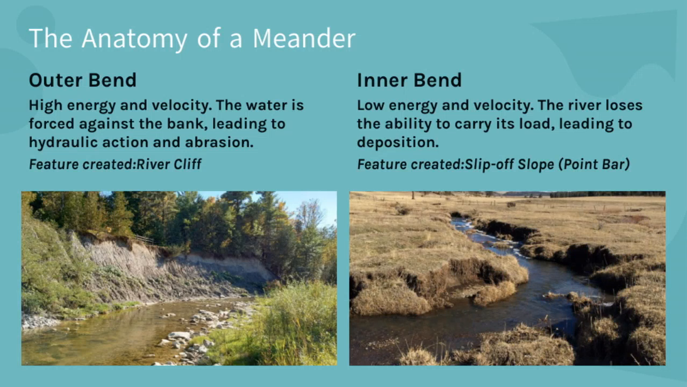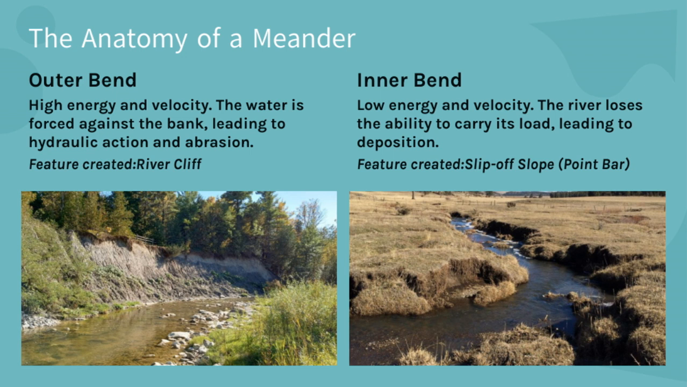A meander has two very different sides, the outer bend and the inner bend. Let's start with the outer bend. On the outside of the bend, the water is deeper and faster. The thalweg, or fastest flow, is pushed towards the outer bank. This gives the river more energy to erode. Two important erosion processes happen here.